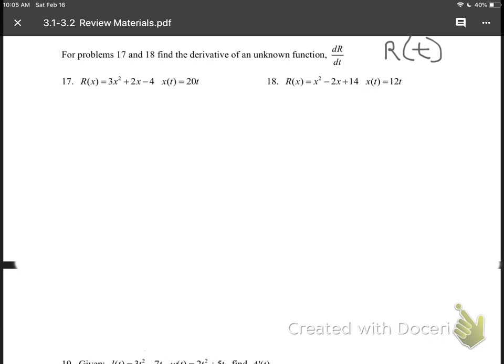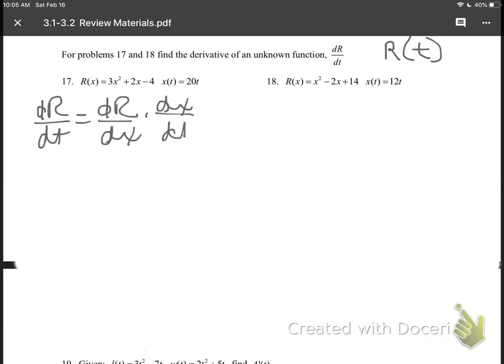So look what I have. I have r as a function of x, and I have x as a function of t. So if I want dr dt, I'm going to take dr dx and multiply it by dx dt, and make sure at the end of the problem I have no variables other than t present. So dr dx is going to be 6x plus 2, and then dx dt will just be 20.